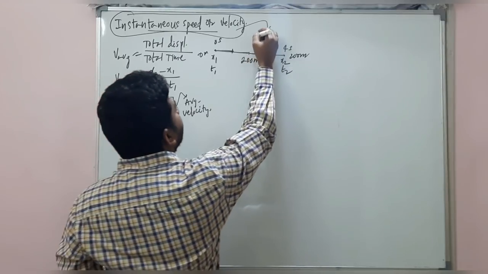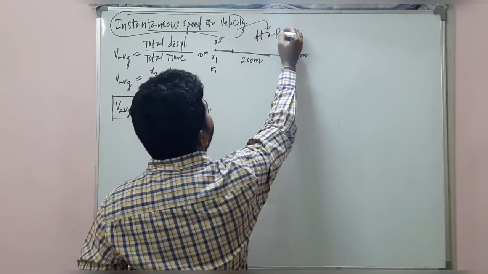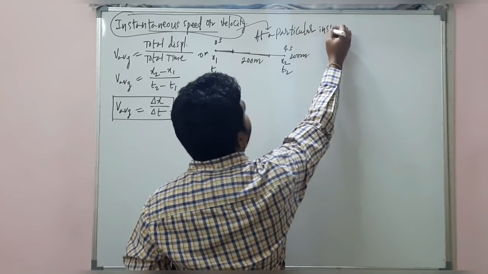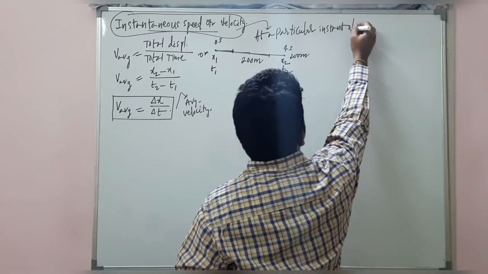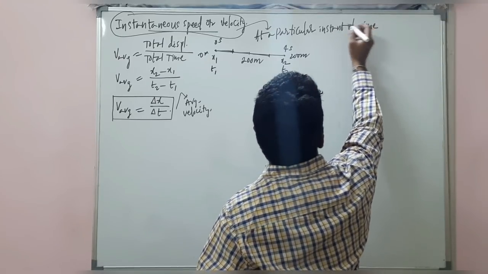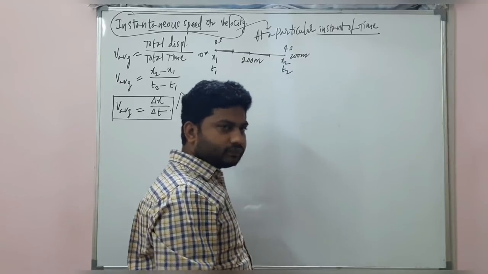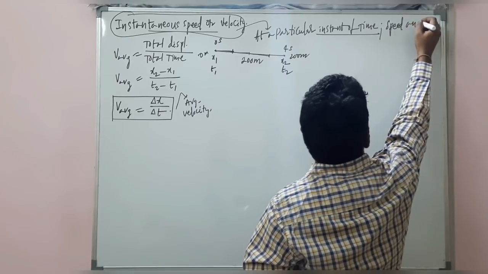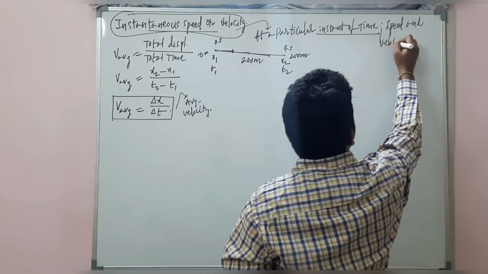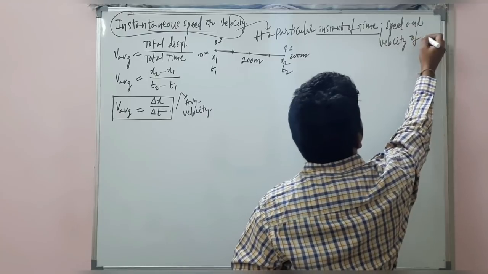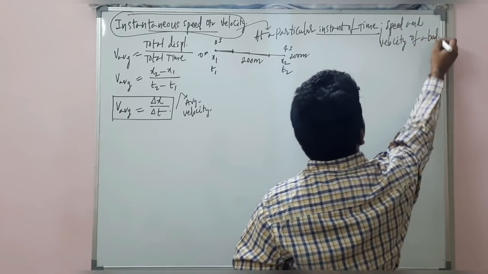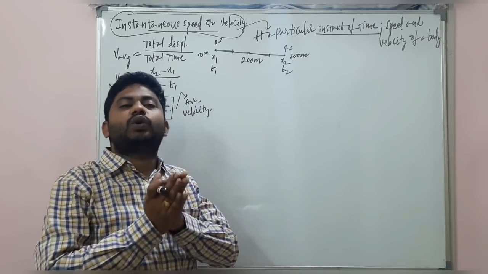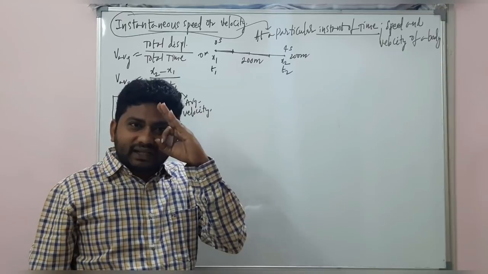Look here. At a particular instant of time, that's the most important thing, instant of time. So there is no concept of interval here. At a particular instant of time, the speed and velocity of a body is called instantaneous speed or instantaneous velocity. For instantaneous speed, we take only the magnitude at a particular time.